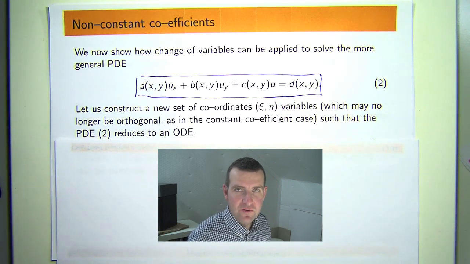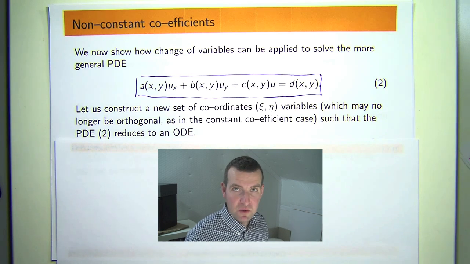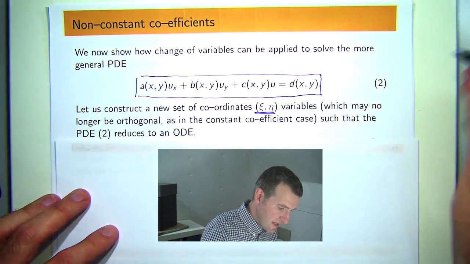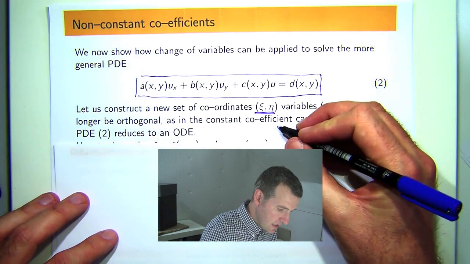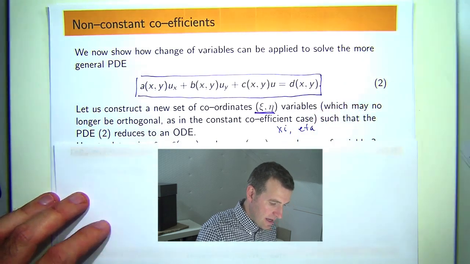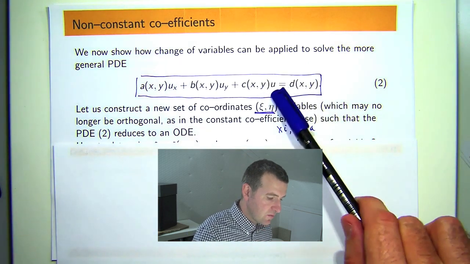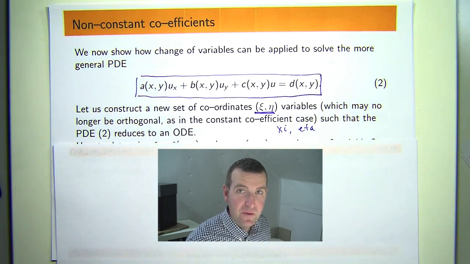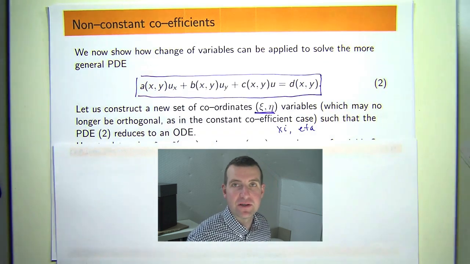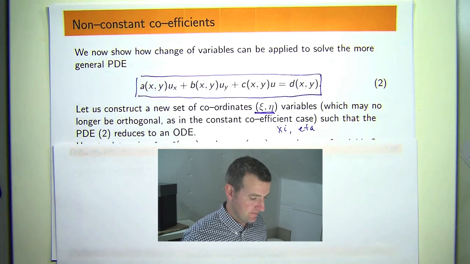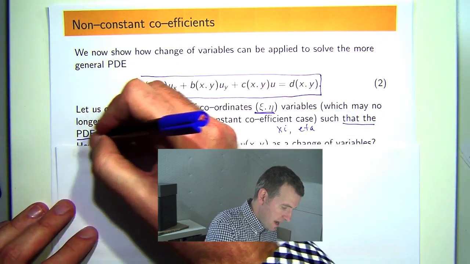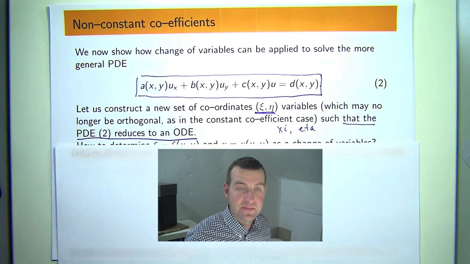Well, with a change of coordinates, we want to take something that's complicated and reduce it to something that's simpler. Now we are going to introduce a new set of coordinates, psi and eta, and essentially what we're going to do is transform this PDE into a PDE where there's only one derivative present. So it's almost like an ODE, if you like. Okay, so that's the general aim with the change of variables and PDEs.